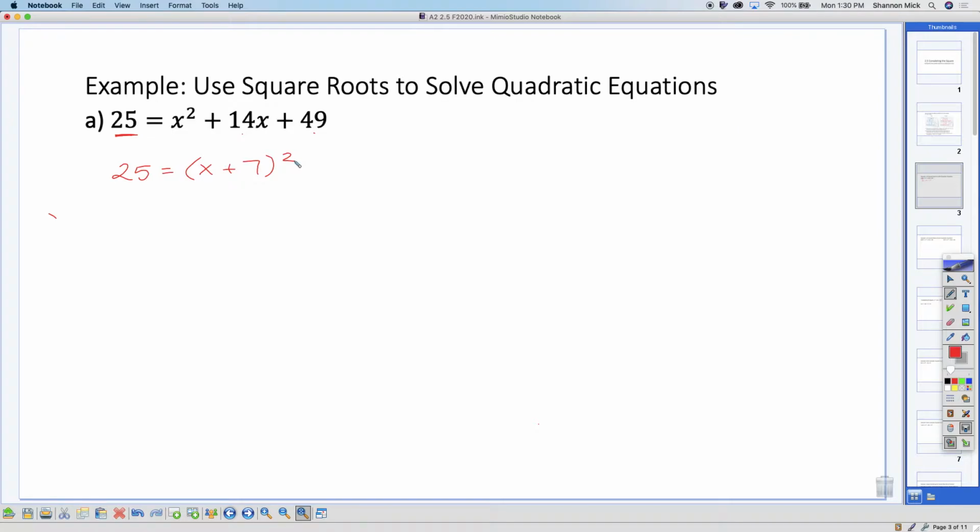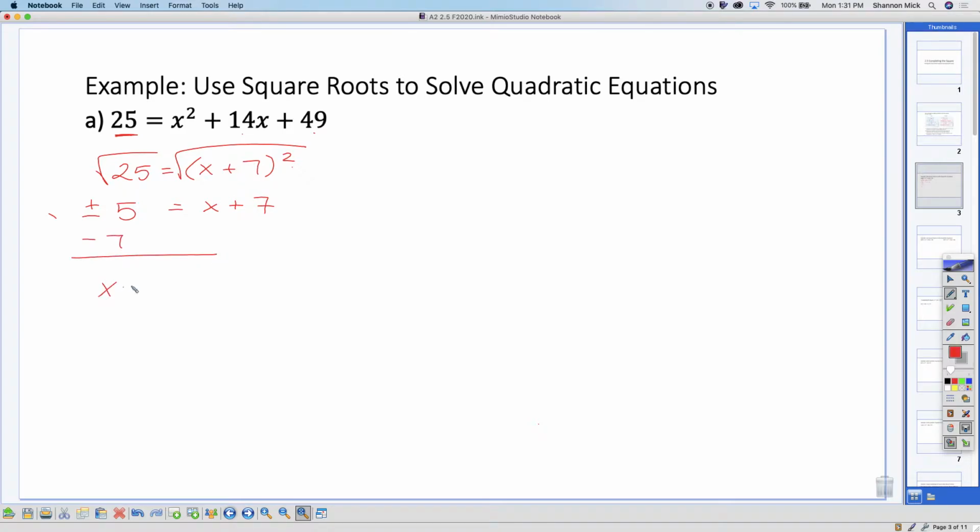So now what would I do? Take the square root. Correct? So because I have this quantity squared, when I take the square root, don't I just get what's inside? Yep. So I get x plus 7. Well, the square root of 25 is? 5 or positive or negative 5. Positive or negative 5. It's very important to remember that because you're leaving off a complete solution if you don't. Okay? Then how would I solve this equation? Minus 7.